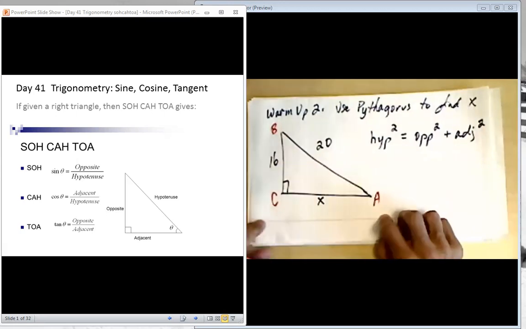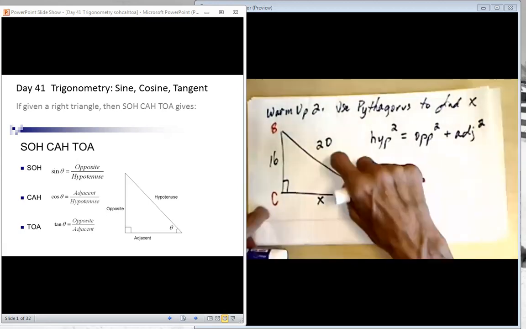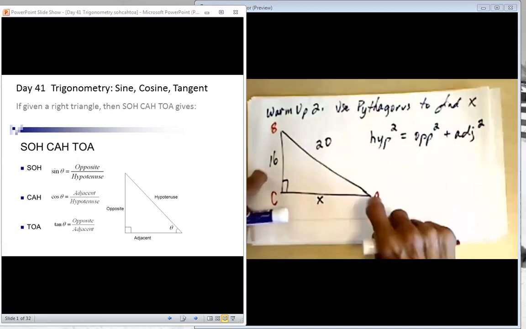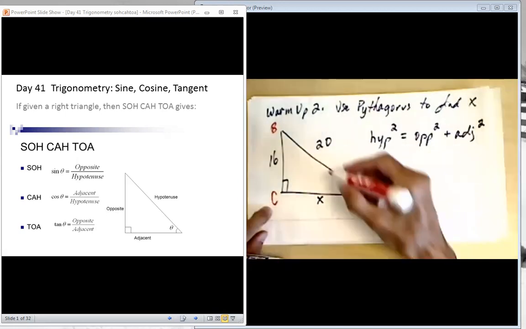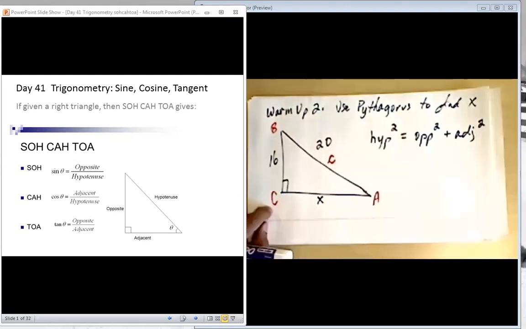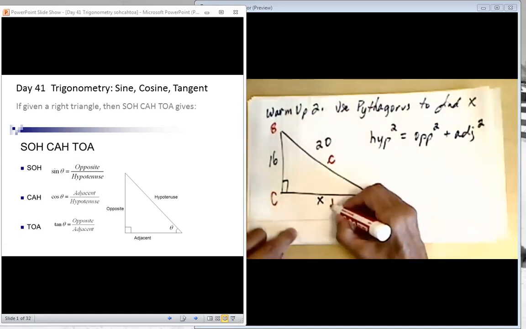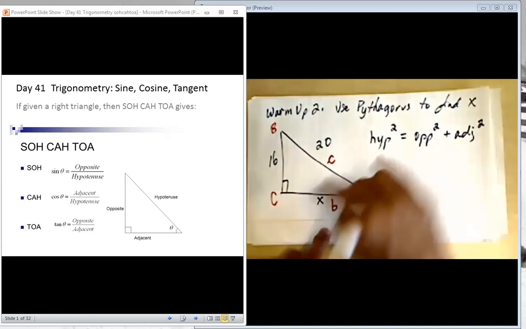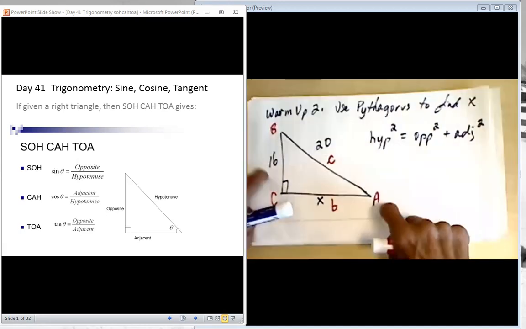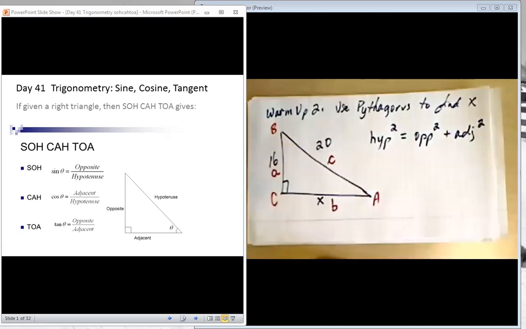Big letters for the angles. I think that's pretty standard. But what's super important is that the opposites have to match. If this is big angle C, this is small side C. If this is big angle B, this is small side B, opposite. Then opposite one last time, it's little a.